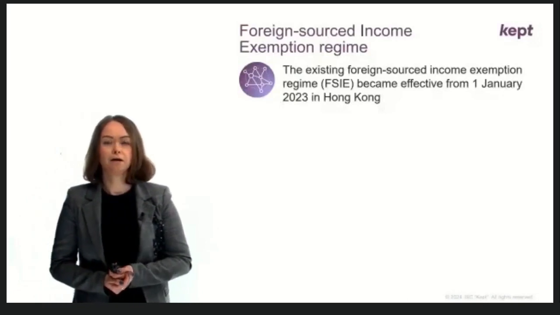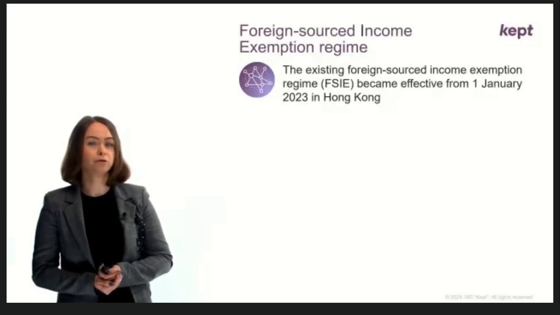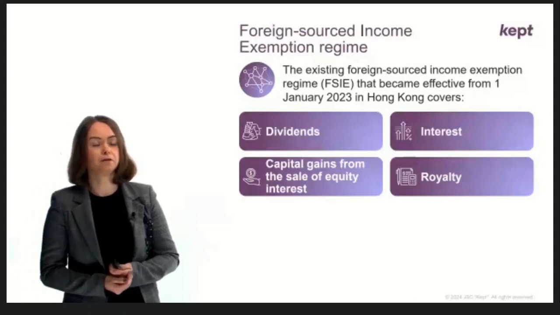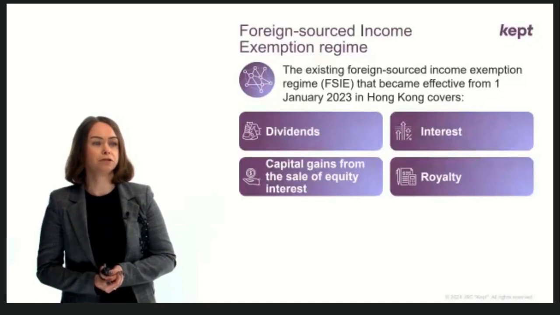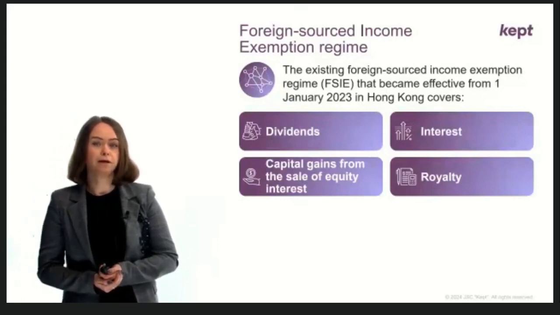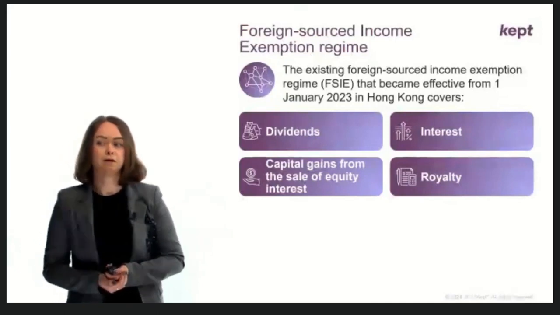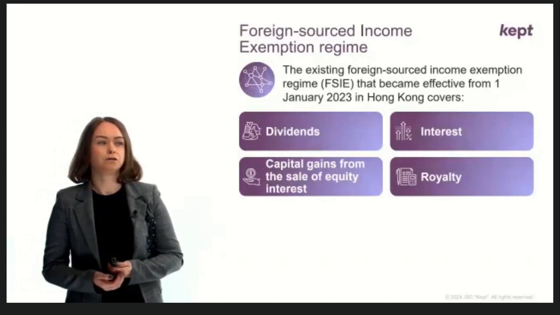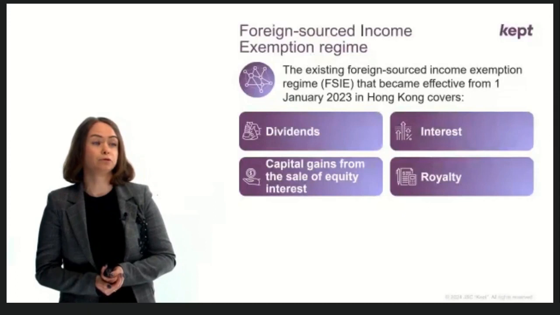This regime became effective last year in Hong Kong and covered four types of passive income, which is foreign sourced: namely dividends, interest, capital gains from the sale of equity, and royalty. Under the FSIE regime, this foreign sourced income received in Hong Kong should be deemed sourced from Hong Kong and liable to Hong Kong profits tax.